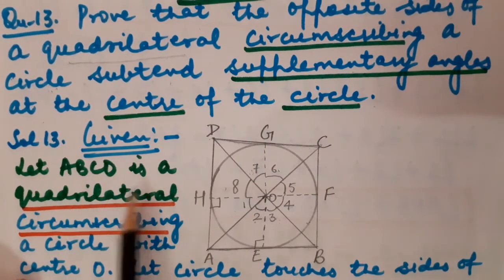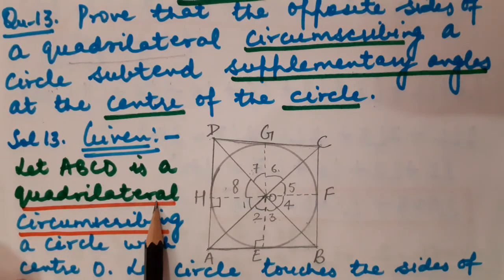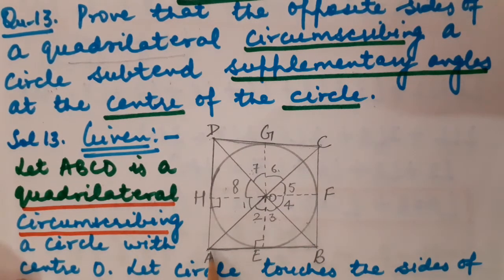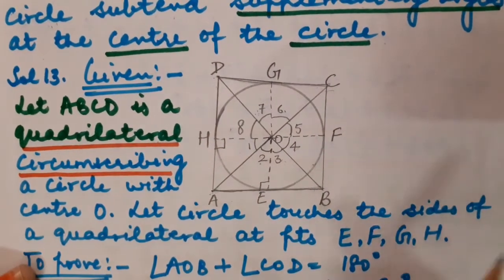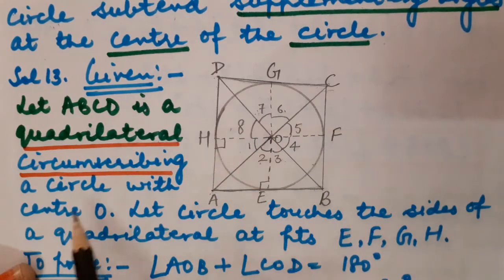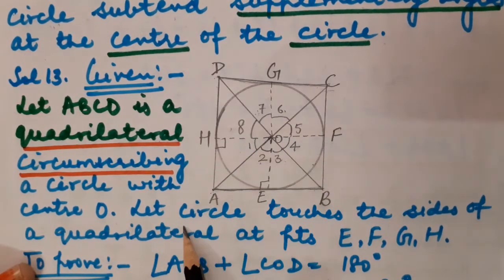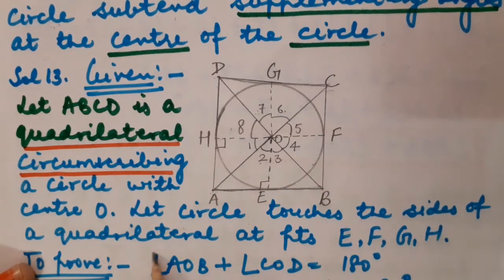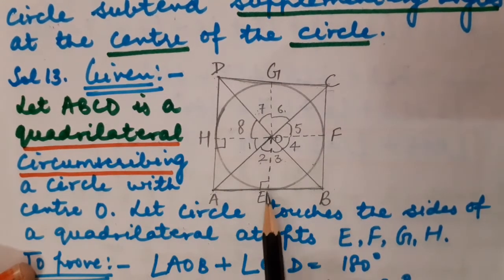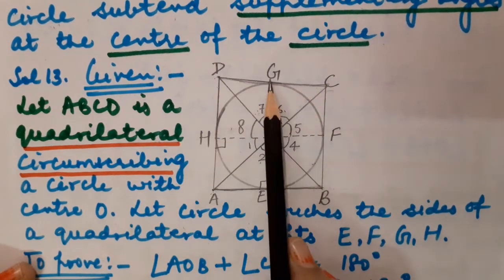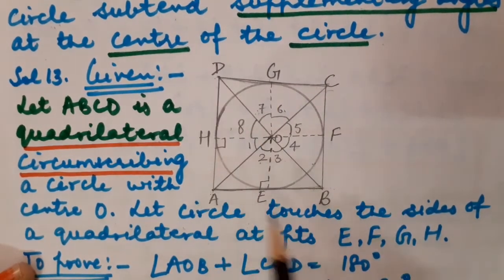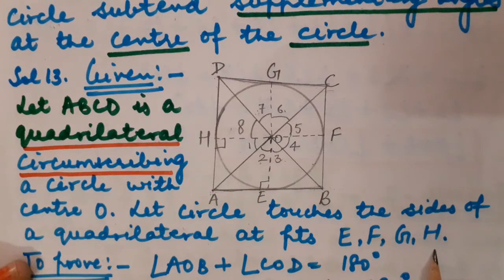Given: let ABCD be a quadrilateral. What is a quadrilateral? A quadrilateral is a polygon which is made up of 4 line segments. So here ABCD is the quadrilateral, circumscribing a circle, which means it is covering a circle with center O. So let the circle touch the sides of the quadrilateral, that is AB at point E, BC at point F, CD at point G, and of course AD at point H. The same I have written over here. Fine, children? This is given to us.